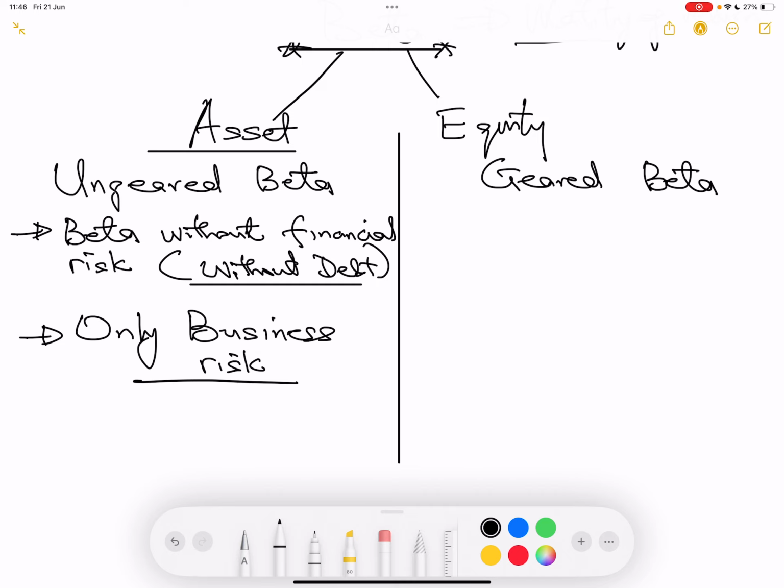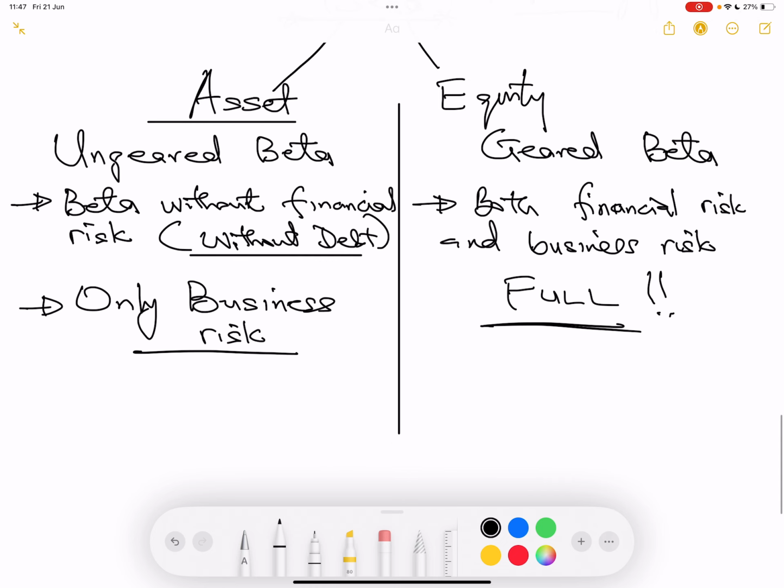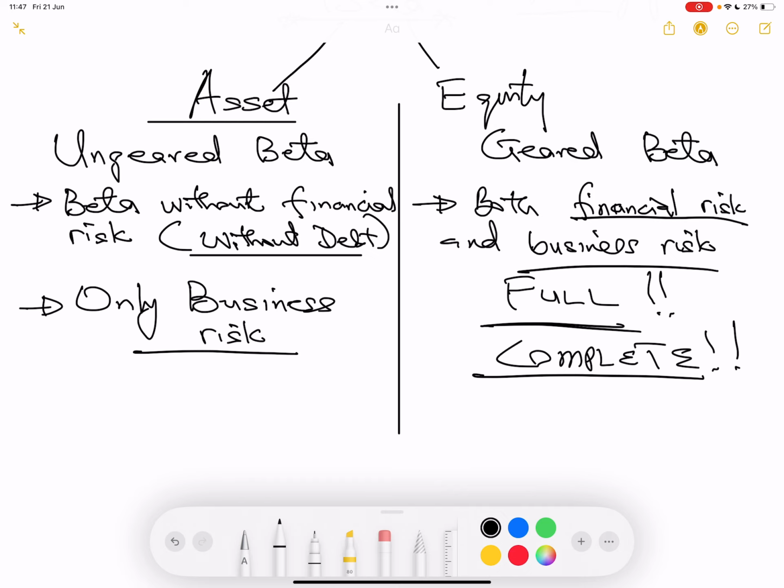Whereas the geared beta is the beta that considers both the financial risk and business risk. So this is a full beta, and this is what you must always use for your calculation. Equity beta is a full, complete beta because it considers all forms of both the financial risk and the business risk.